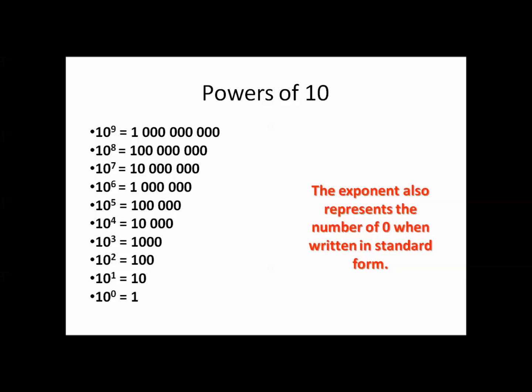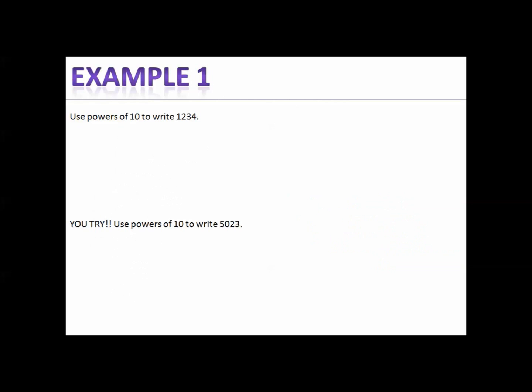Another interesting thing is we can use these powers of 10 to write any number. So let's try one. Let's use the powers of 10 to write the number 1,234. Let's break down 1,234 into some expanded form. So 1,234 is also equal to 1,000 plus 200 plus 30 plus 4.